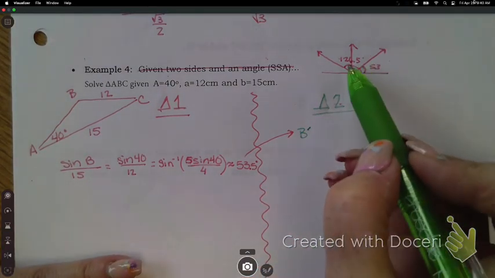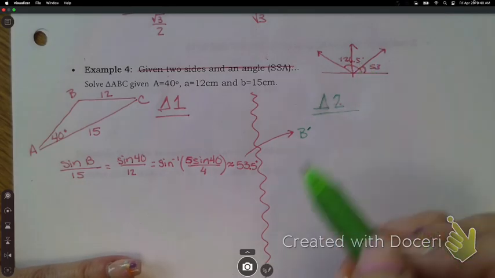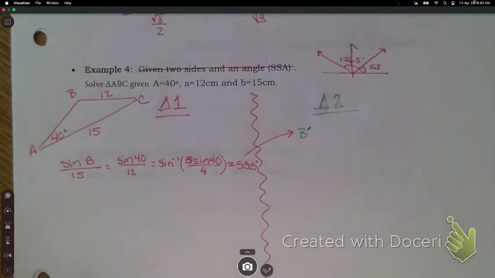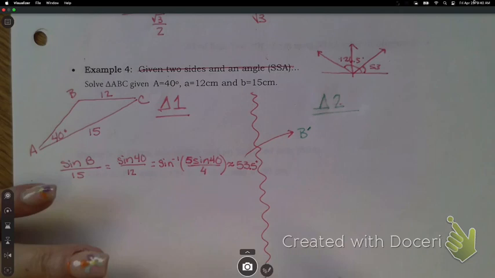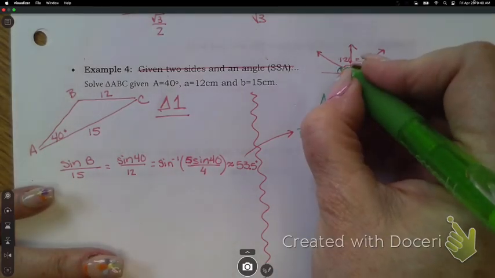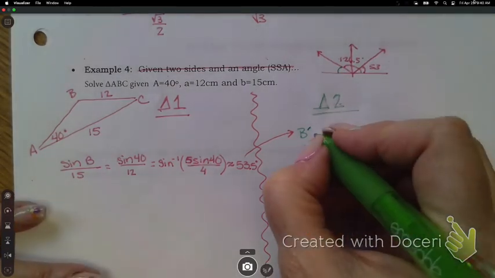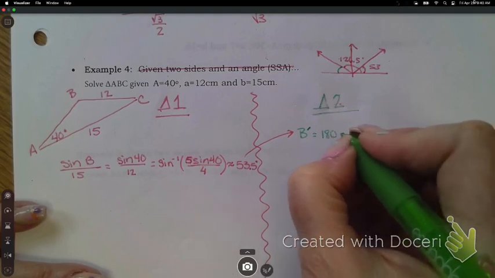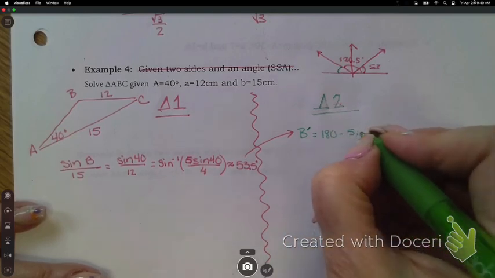How did I get 126.5 from 53.5? You subtracted it from 180. I subtracted, because this right here should be 53.5, shouldn't it? So my work is 180 minus 53.5.